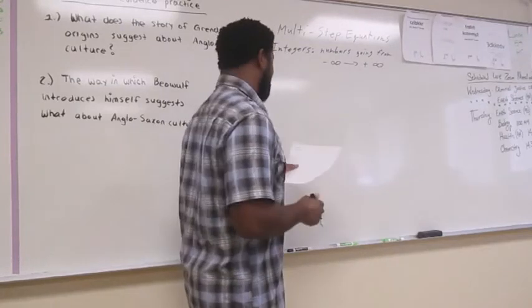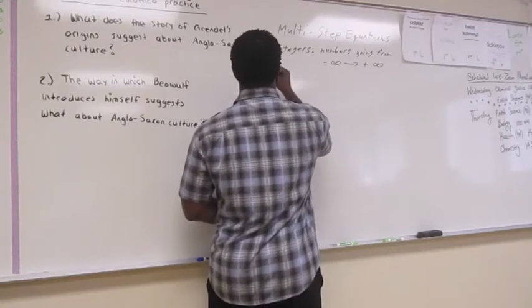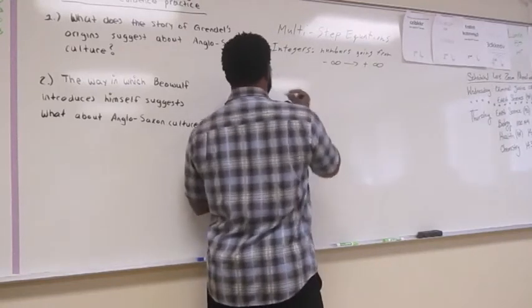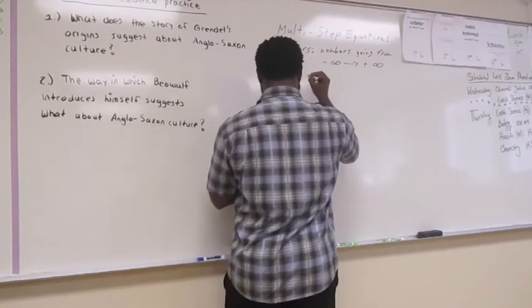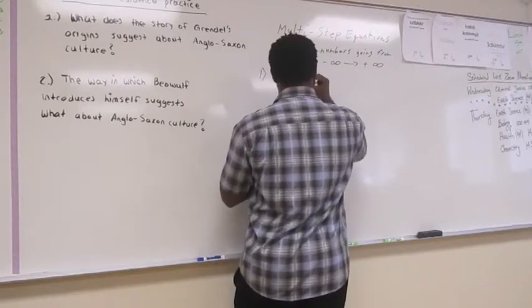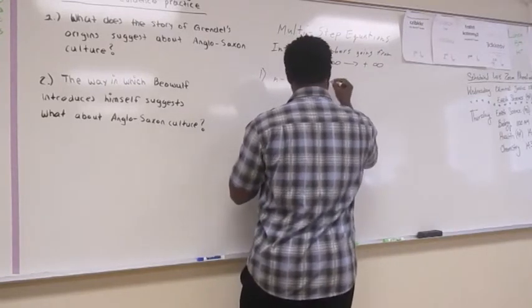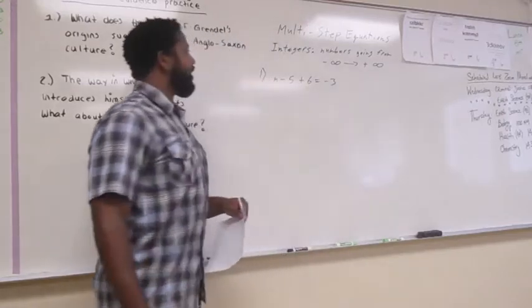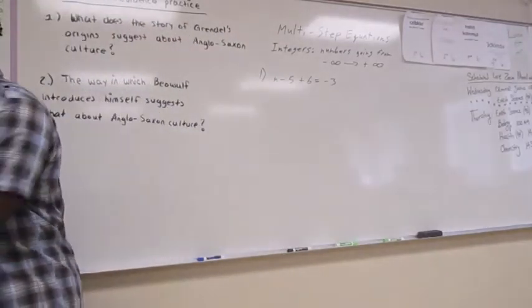Okay. So let's look at number 1. Number 1, we have n minus 5 plus 6 is equal to negative 3.